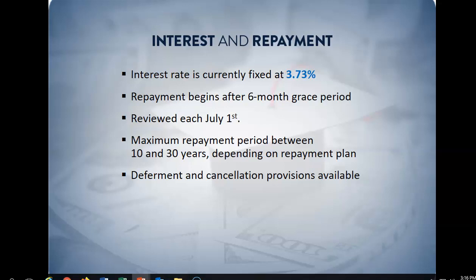The current interest rate for undergraduates is 3.73%. Again, it is reviewed and changed every July 1st. It's based on the T-bill rate plus a percentage, so it's not an arbitrary figure. Repayment periods can go anywhere from the standard 10 years to up to 30 years, depending on which repayment plan the family and the student choose.